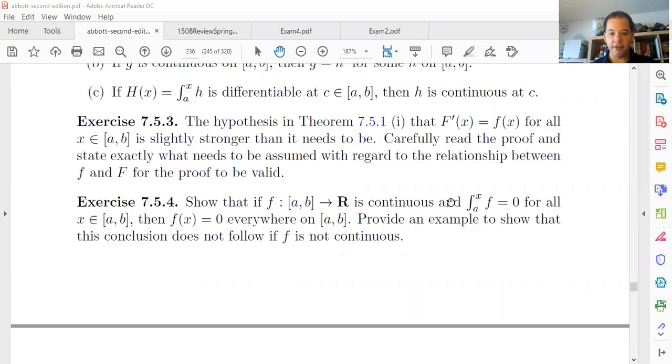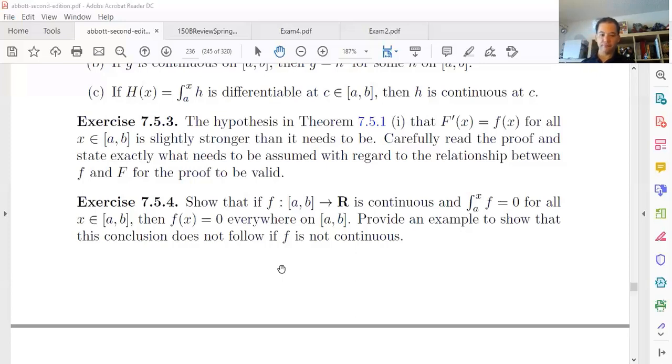It says little f is continuous and the integral of little f is 0 for every x. Then we need to show that the function itself is 0 on [a, b]. And then it says, provide an example to show that this conclusion is not true if f is not continuous. I think that part is the harder part. So here we know f from the interval [a, b] to R is continuous, and the integral is 0 for all x in [a, b].